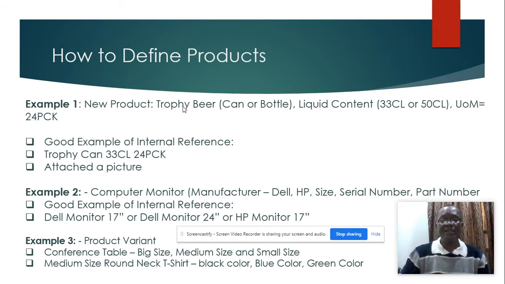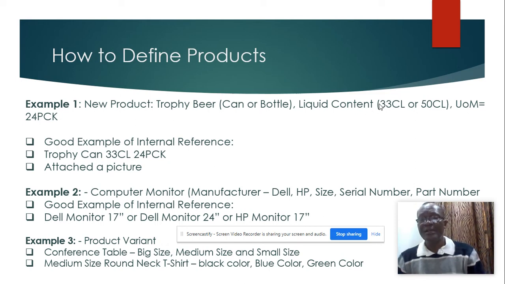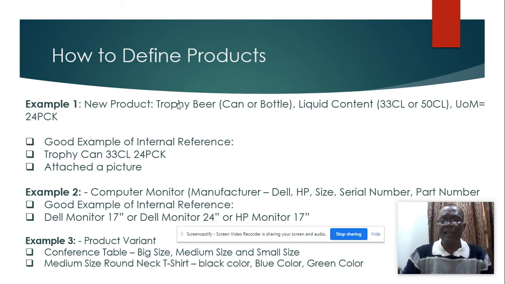So you can say Trophy beer, but we need to qualify it. Is it a can? Is it a bottle? Then, as part of the internal reference, we also need to indicate the liquid content. Is it 33 cl or is it 50 cl? The other important thing that you must show in the product name is the unit of measurement. How are you measuring it? Is it in a pack? Is it 24 in a pack? Is it 12 in a pack? Or is it in a carton? All this is what we call internal reference.